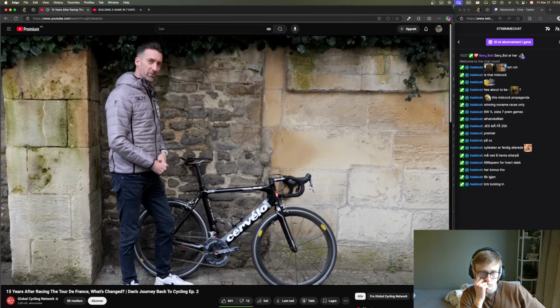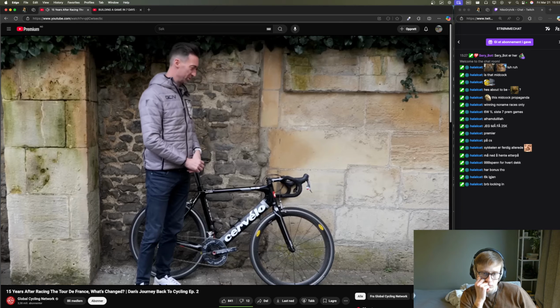And this thing felt fast. It felt aero, and it felt aggressive. In fact, it was so aggressive, I pretty much never got my arms on the drops. I was always up on the hoods. I think the drops were just too low to use.